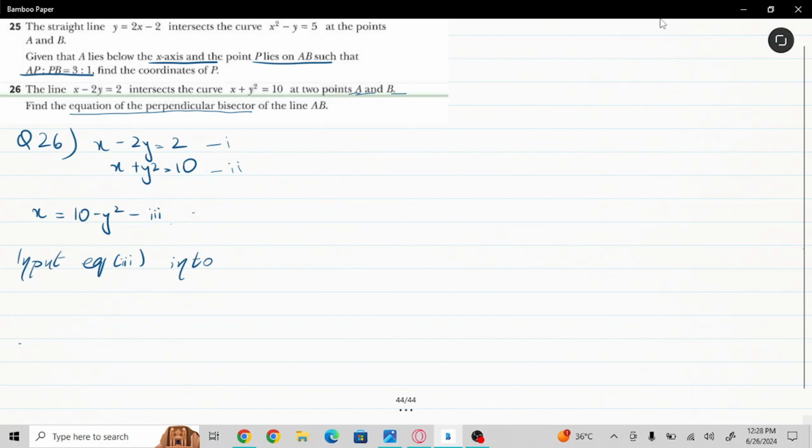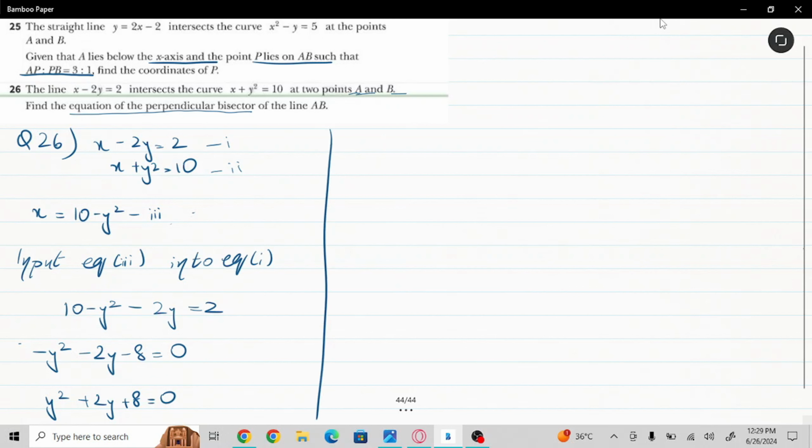into equation number 1. Okay, now what we get is x minus, sorry, so we'll get 10 minus y squared minus 2y is equal to 2. Simplify this: minus y squared minus 2y plus 10 minus 2, which is 8, is equal to 0. Take negative as the common factor: y squared plus 2y plus 8 is equal to 0.